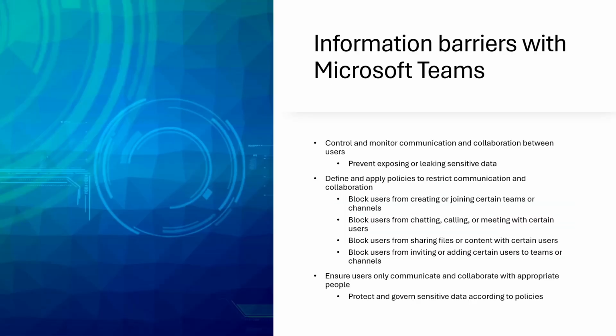So within Microsoft Teams, information barriers will help us control and monitor communication and collaboration between users. Now, Teams is a platform that allows users to chat, to call, to meet, and share files with each other, whether the users are internal to our organization or external. And it also allows users to create and join different teams and channels where they can collaborate on projects, on topics, or on tasks. However, some of these scenarios can pose a risk of exposing or leaking sensitive data, especially if the users belong to different segments that should not communicate or collaborate with each other.